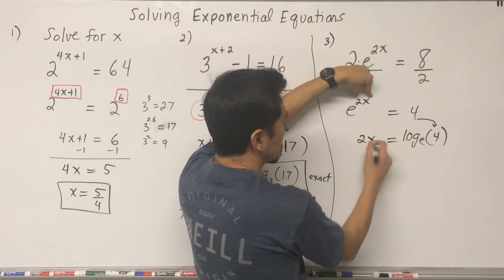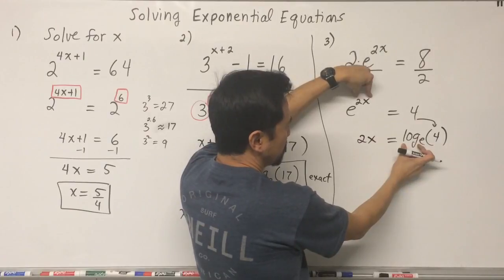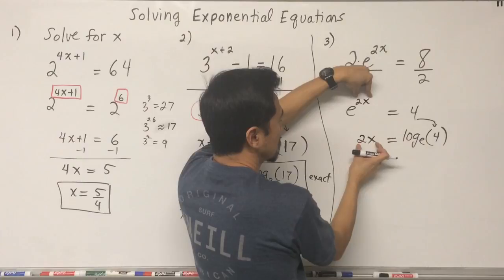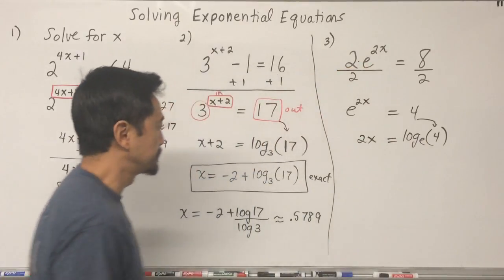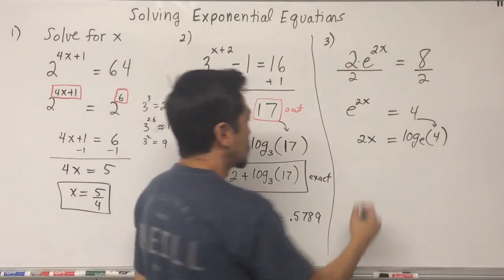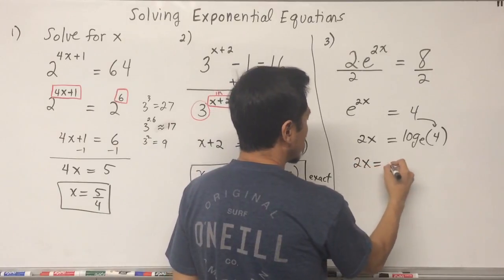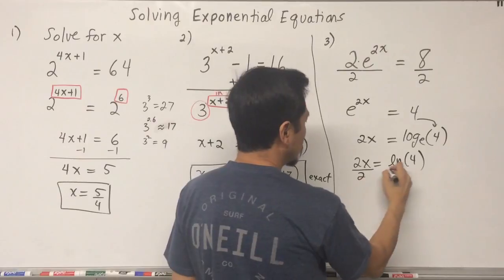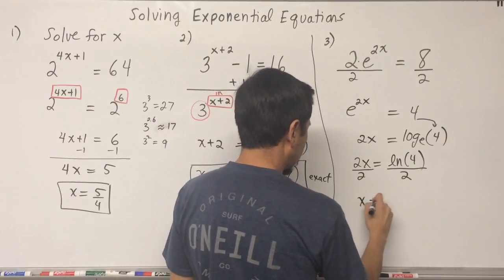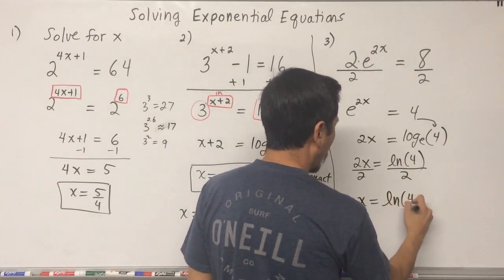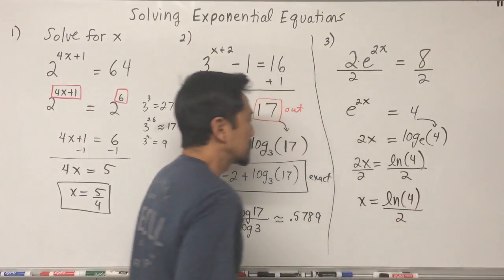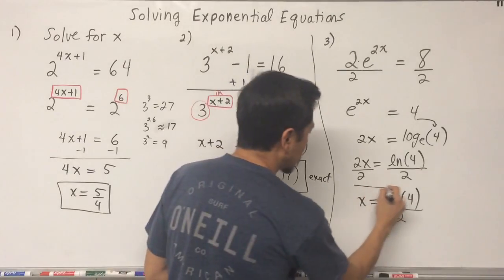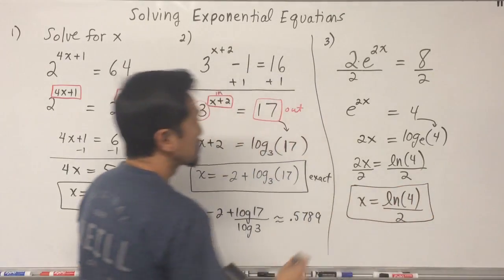and then the exponent is 2x. Okay, the logarithmic functions always spit out outputs that are equal to the exponent. Okay, and so now we've got 2x is equal to the natural log of 4, and then divide both sides by 2, and x is equal to the natural log of 4 divided by 2. Okay, and we can get a decimal approximation for that. This is the exact solution to our equation.